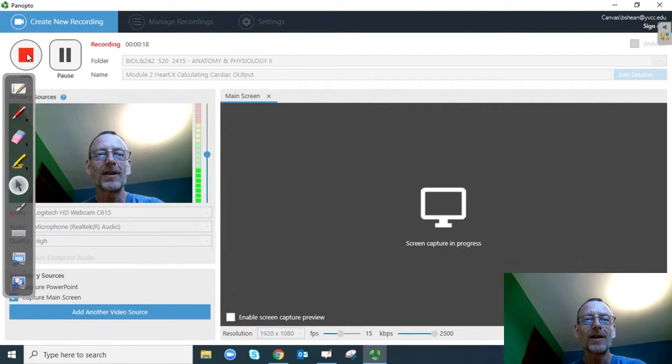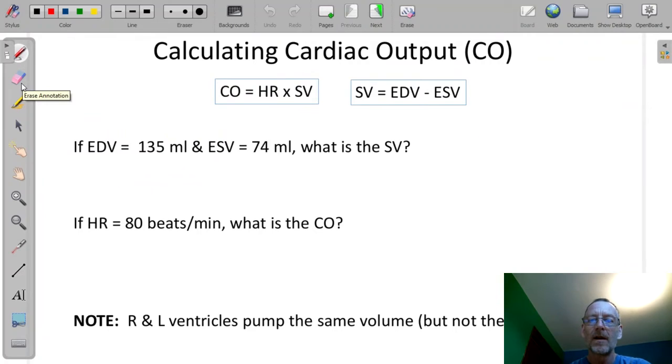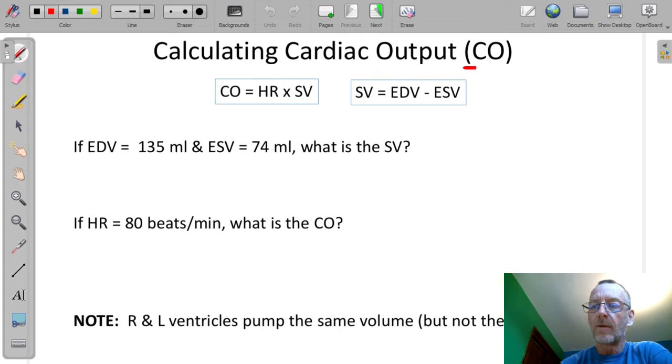Hi, let's talk about cardiac output. So cardiac output is the amount of blood that the heart pumps in a minute. And we will abbreviate it as CO.